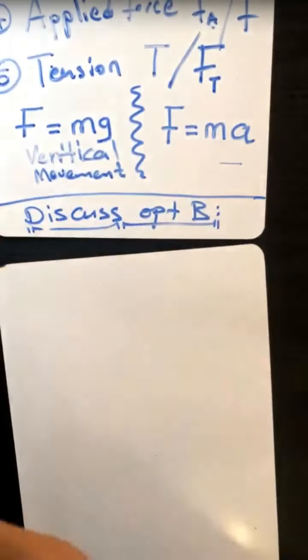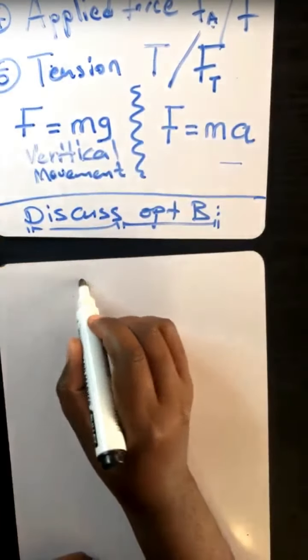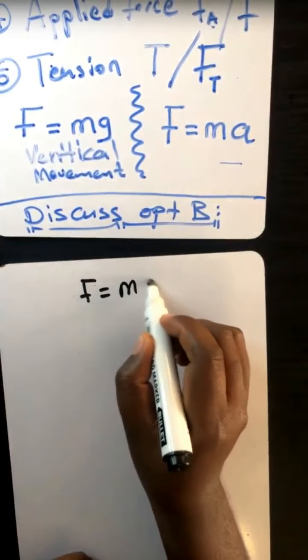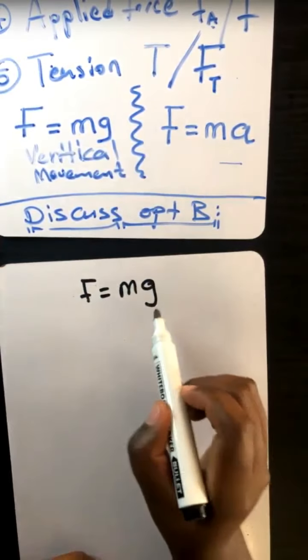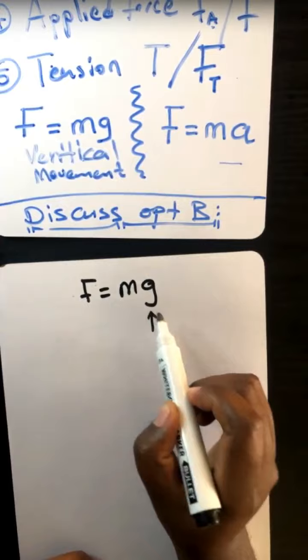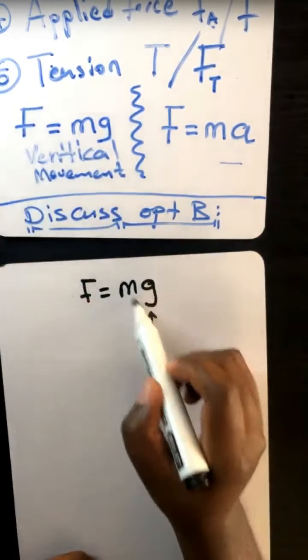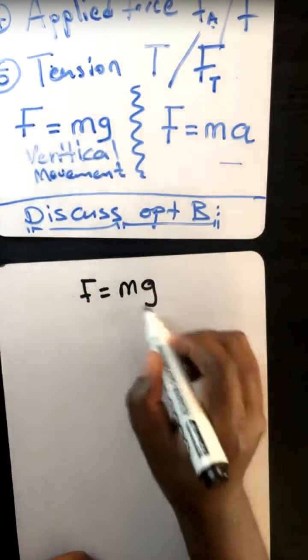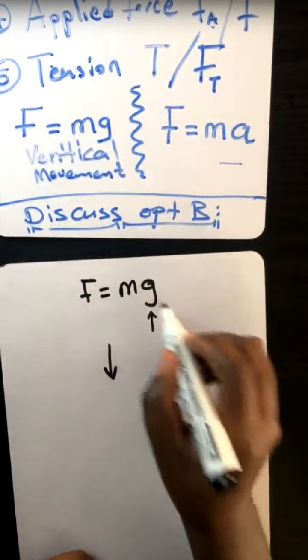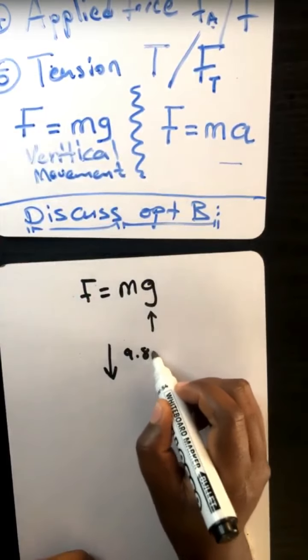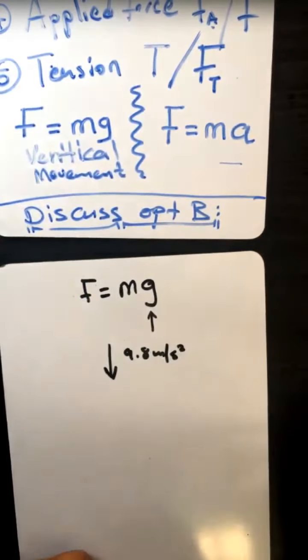So in short, LB, if we have F equals mg, when we say vertical movement, it's because of that gravity. We know that gravity is always downwards at 9.8 meters per second squared. Do you agree?